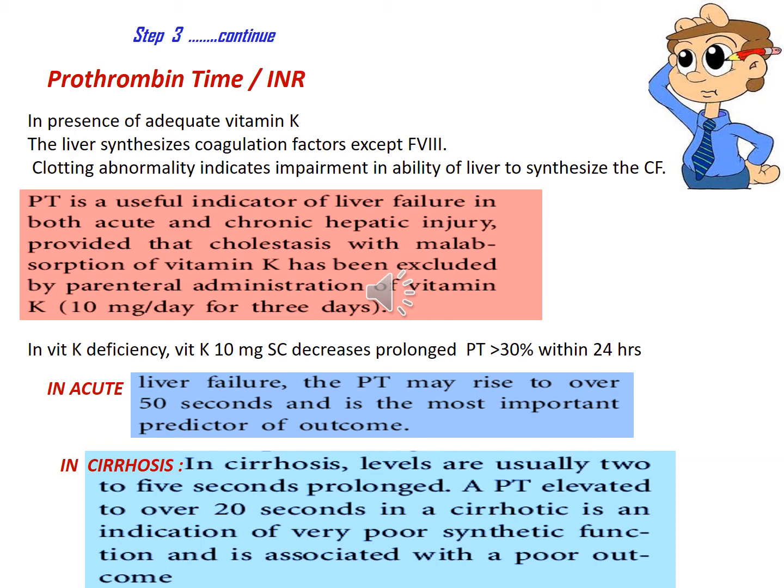In acute liver failure, the prothrombin time may rise to over 50 seconds, and it is the most important predictor of outcome. In cirrhosis and chronic liver disease, levels are usually 2 to 5 seconds prolonged. A prothrombin time elevated to over 20 seconds in a cirrhotic is an indication of very poor synthetic function and is associated with a poor outcome.